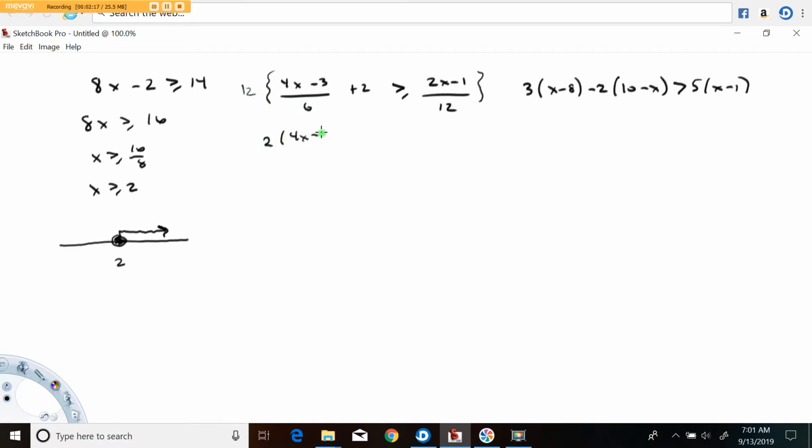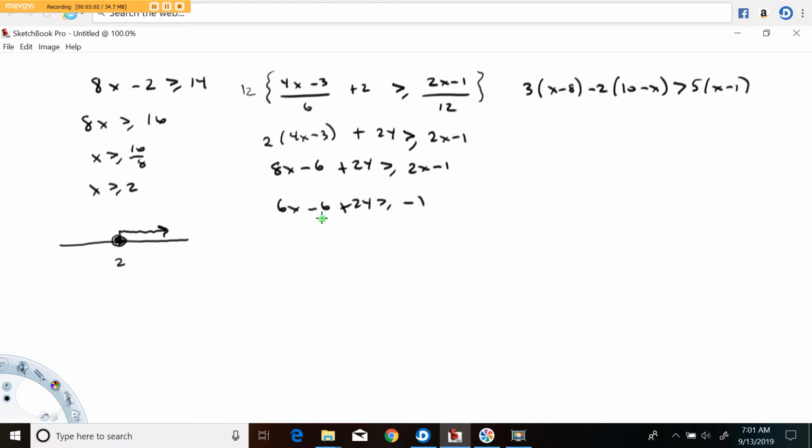times 4x minus 3, plus 12 times 2 is 24, and then greater than or equal to, and here the 12s cancel and we're left with 2x minus 1. Now like any other equation, we want to get x on one side and everything else on the other. Let's distribute this. That's 8x minus 6 plus 24 greater than or equal to 2x minus 1. Then we might subtract 2x from both sides. That's 6x minus 6 plus 24 greater than or equal to minus 1.